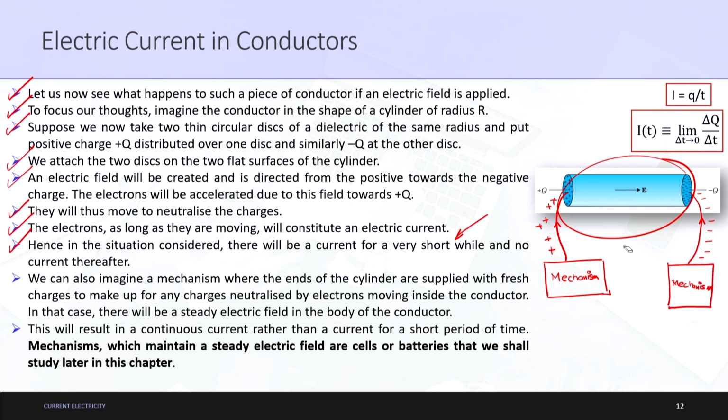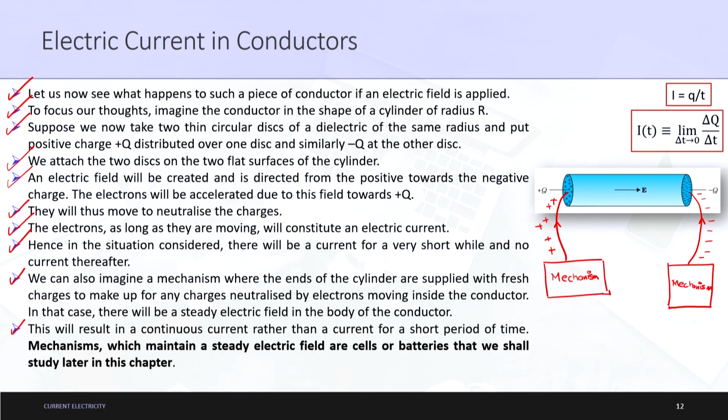Hence, as long as this mechanism is taking place, we can be sure that there is an electric current being produced. So, let me just reiterate this line again, that we can also imagine a mechanism where the ends of the cylinder are supplied with fresh charges to make up for any charges neutralized by electrons moving inside the conductor. Quite evident. In that case, there will be a steady electric field in the body of the conductor as long as this mechanism is working. So, the electric current will be produced. This will result in a continuous current rather than a current for a short period of time.